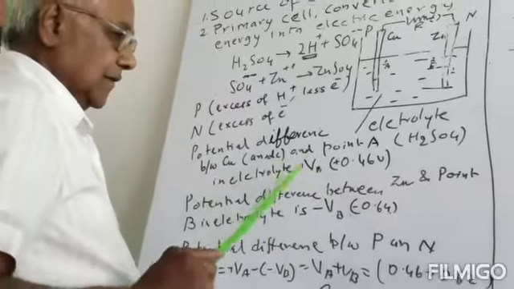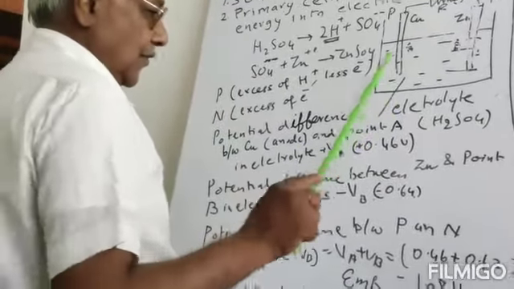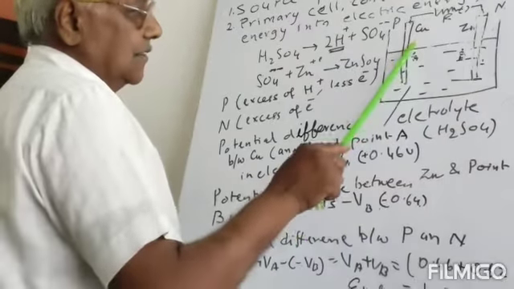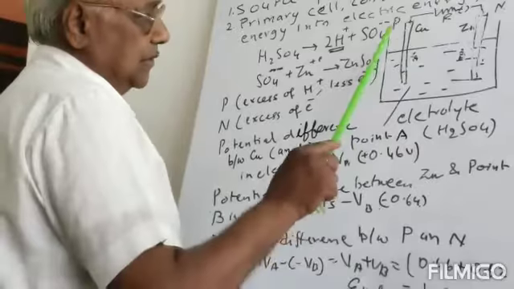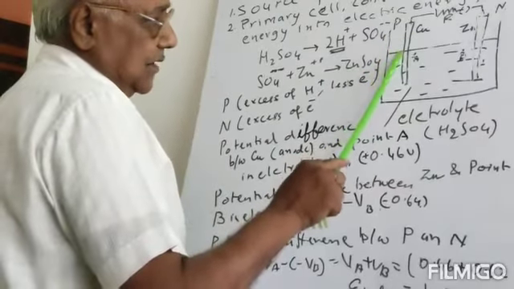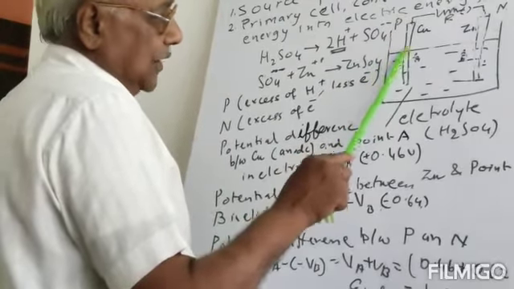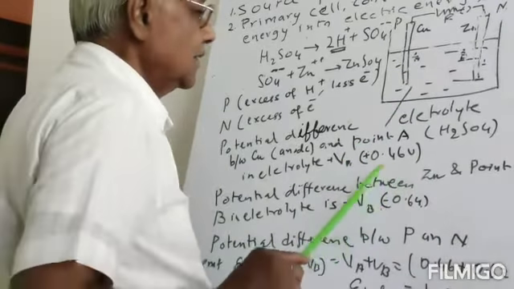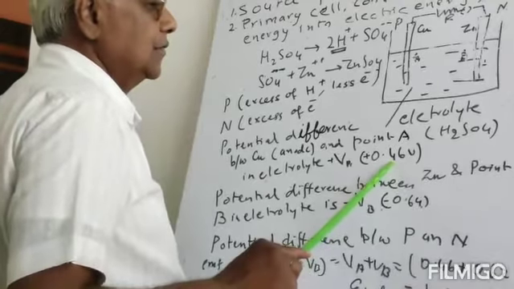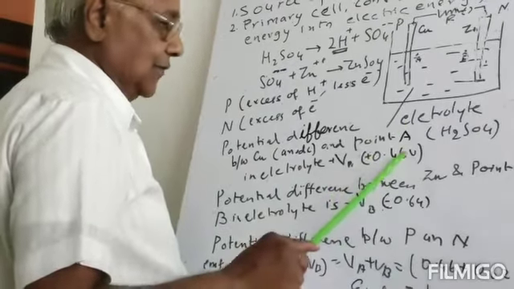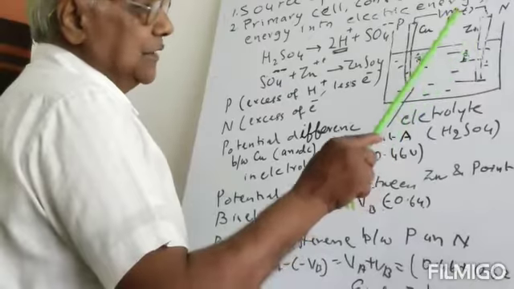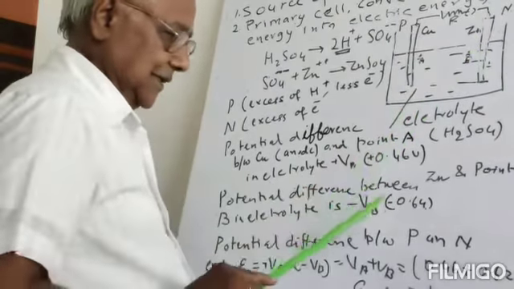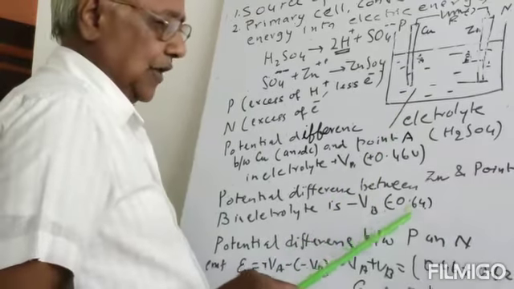The value of VA, the potential difference between copper and A point, is plus 0.46 volt, and the potential difference between the zinc and B point is equal to minus 0.64.